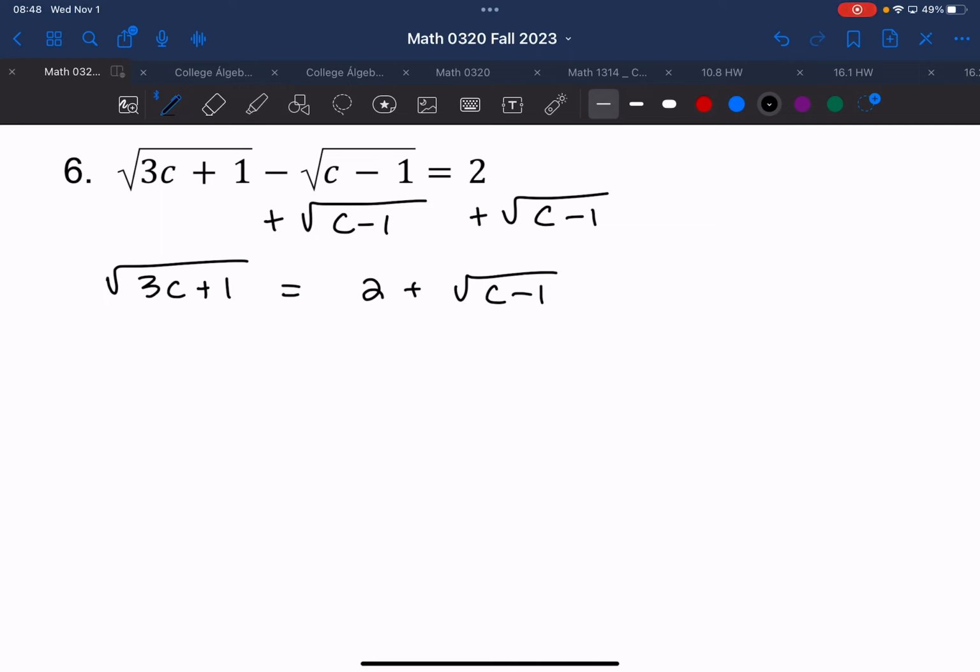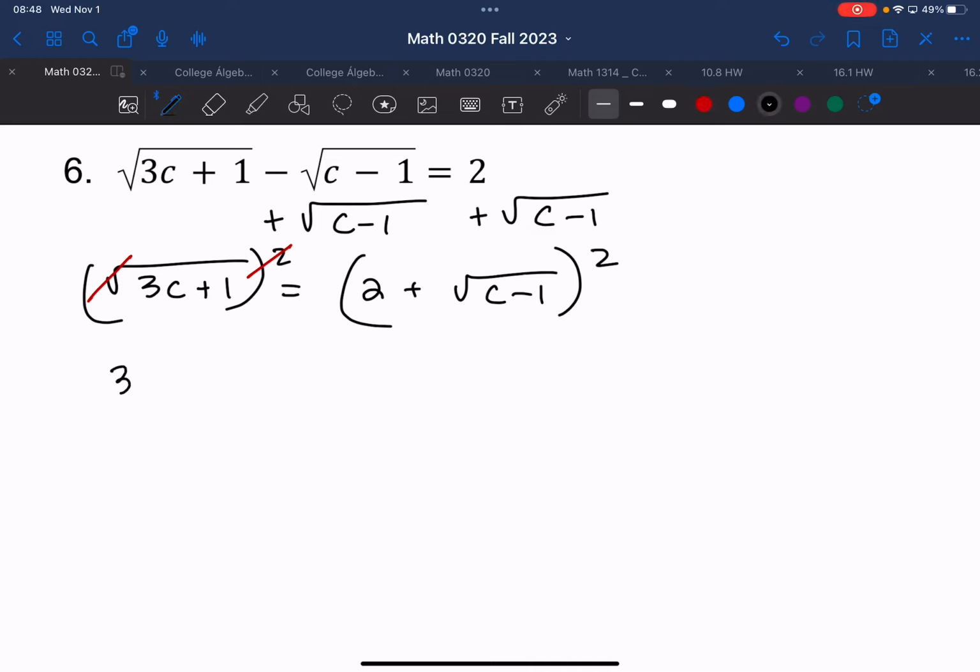Now that I have my 3c plus 1 square root by itself, I need to raise each side to the index. And what is that going to be? 2. So I'm going to square both sides. Notice I have to square that entire right side in parentheses. Okay, I can't just square the 2 and then square the radical. The whole thing has to be squared. When that happens, just my first radical cancels out.